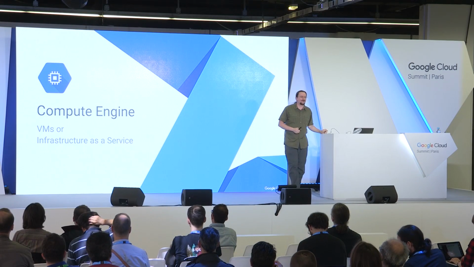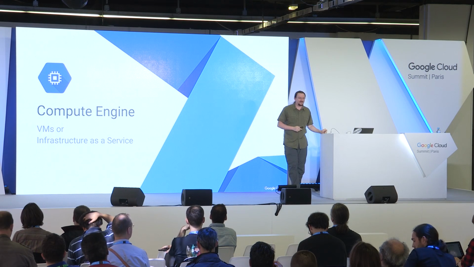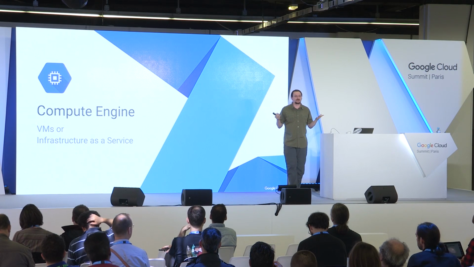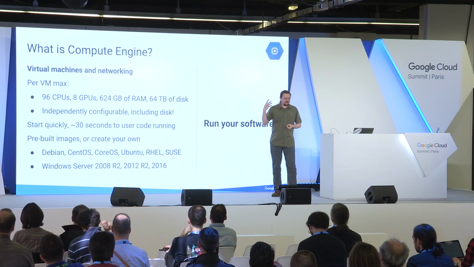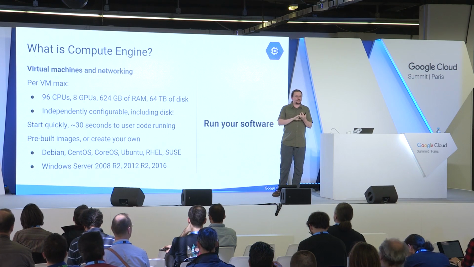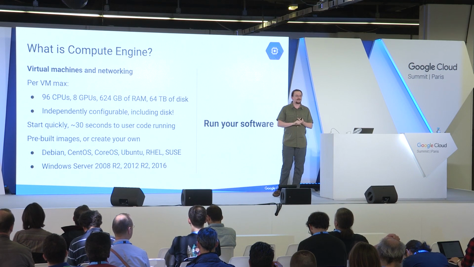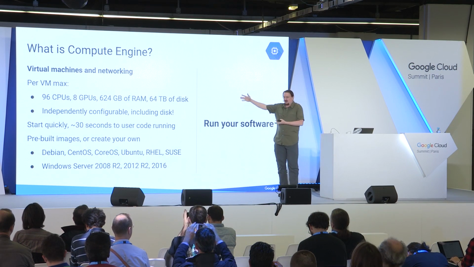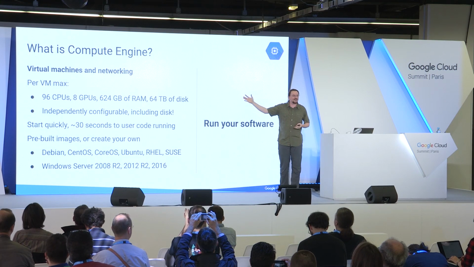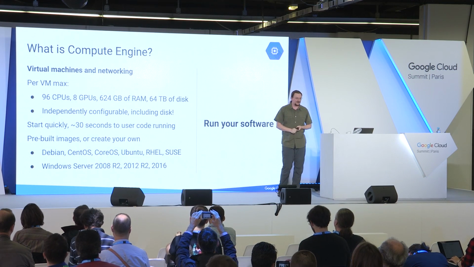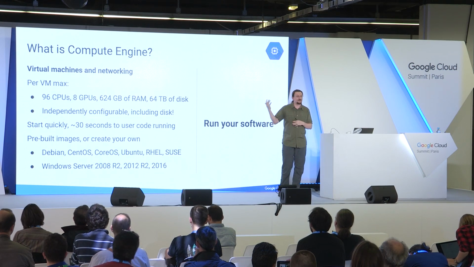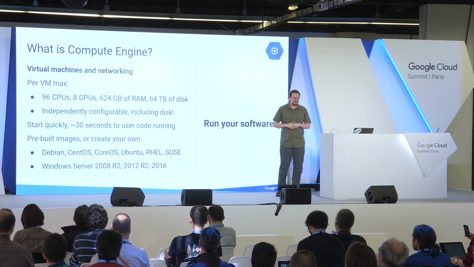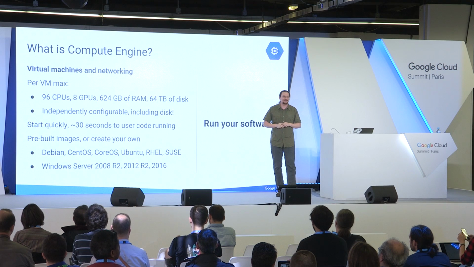So start off with Compute Engine. And Compute Engine is our virtual machines. Infrastructure as a service. It is compute, network, disk. We have all sorts of specifics. The machines can get quite large. 96 CPUs, 8 GPUs, lots of RAM, lots of disk.